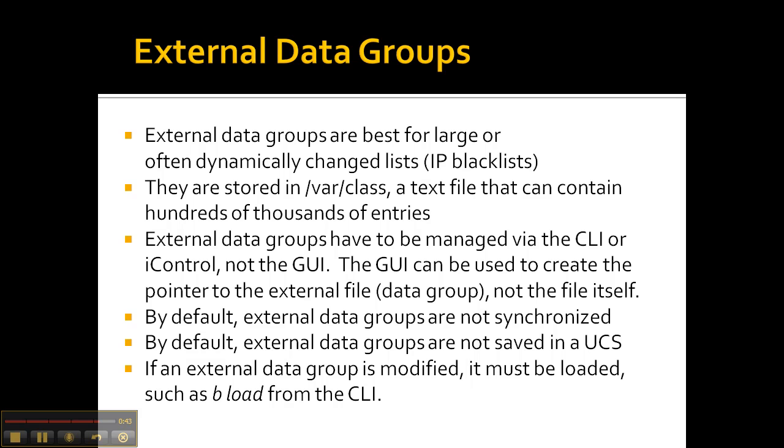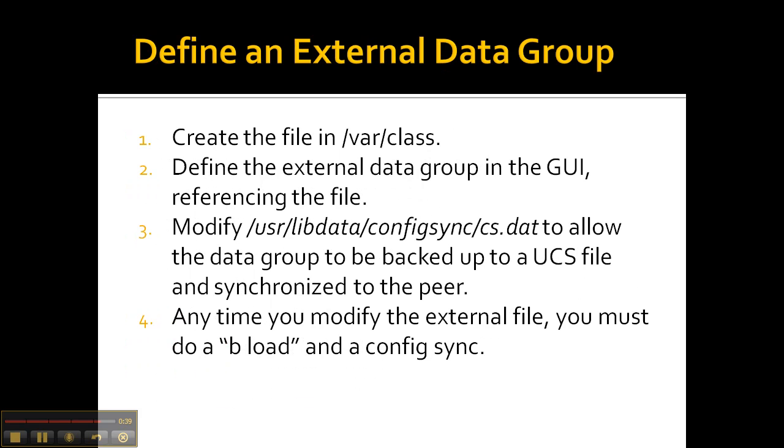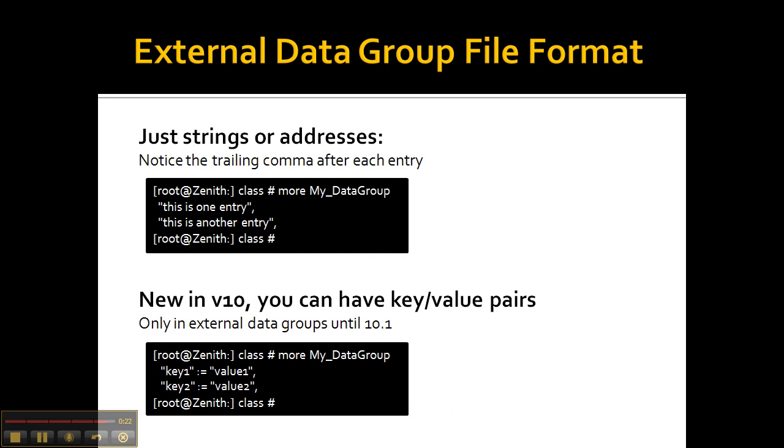Here's how you define an external data group. Create the file in var class, define it in the GUI referencing the file. If you want a config sync, then you have to modify this file to allow the config sync. And if you modify the file directly, you need to do a bload. Notice how inside the external data group you have to put a trailing comma after each entry. There's two examples here. There's the names, single entry, and there's name value pairs.